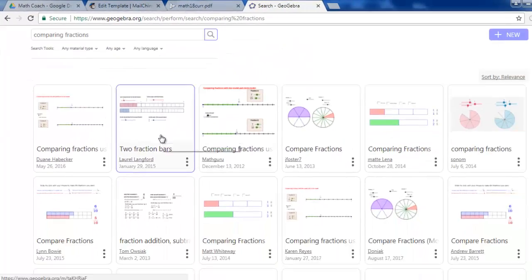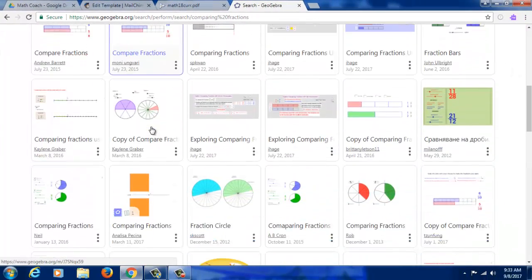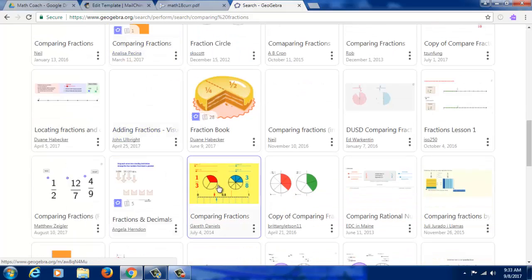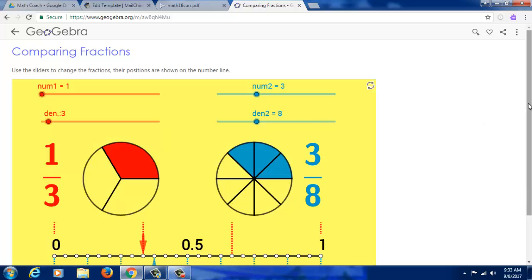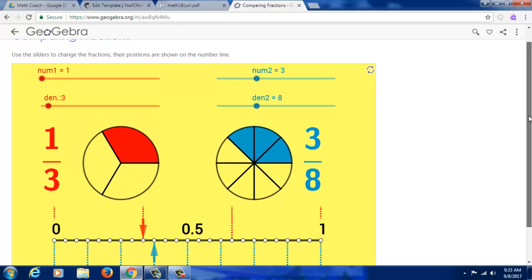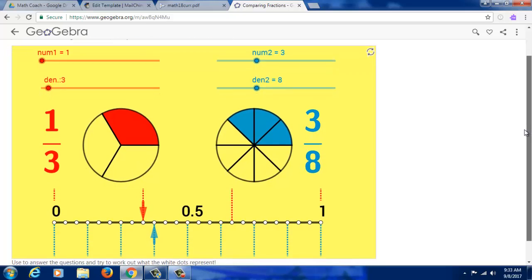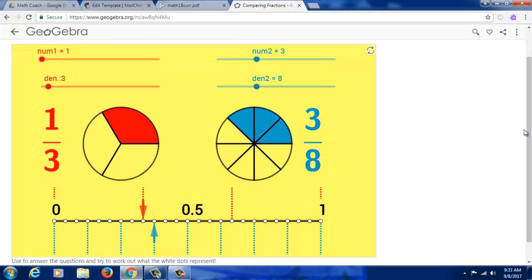And as you can see, there are many tools to compare fractions. So I'm gonna use something very famous and known, this one. And as soon as you click on it, you will get the applet of comparing fractions. And actually this is very nice for students to have an idea when we are changing the denominator and numerator, how we can change the drawing of the sections and the number line.